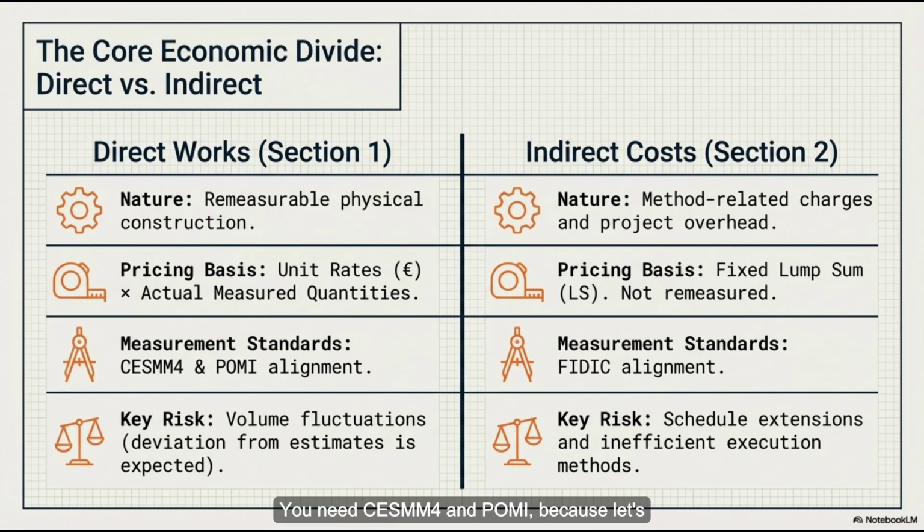You need CESMM4 and POMI because let's say you're taking bids from a massive civil contractor in Dubai, and another one in London, and maybe another one in Seoul. They all have to be on the same page. They all have to be measuring a cubic meter of excavation using the exact same mathematical assumptions. Otherwise, the entire bidding process is just an illusion. You'd be comparing apples to oranges.